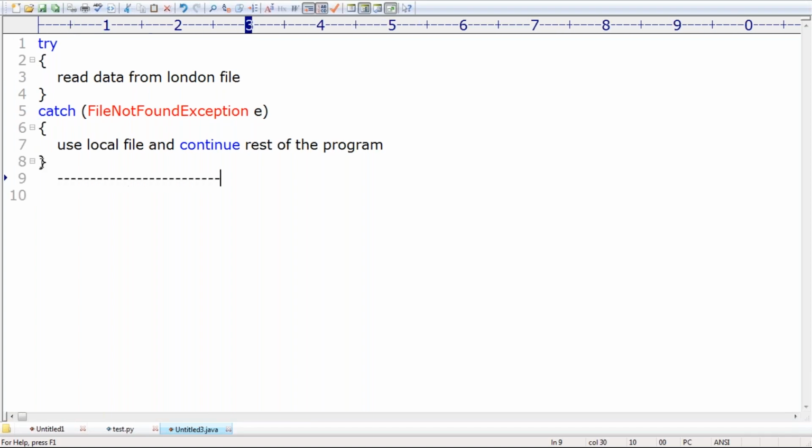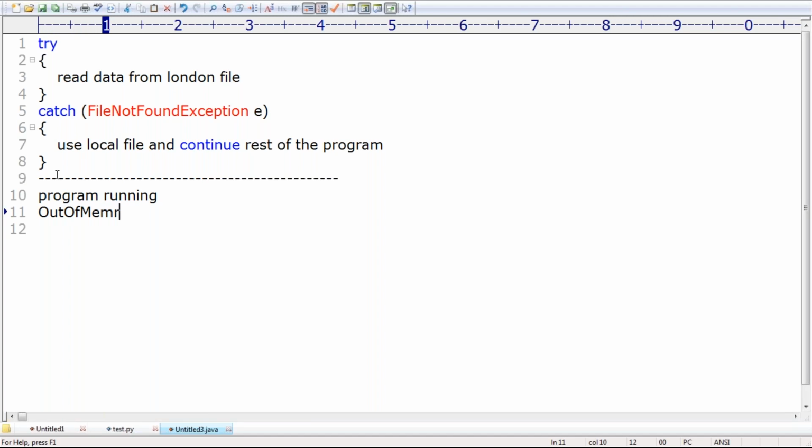Suppose, assume errors are not recoverable. Assume that my program is happily running. While running the program, some memory problem comes. Immediately we are going to get an OutOfMemoryError. If OutOfMemoryError is coming, then being a programmer, what can you do? I have to just see, that's all. I can't do anything.